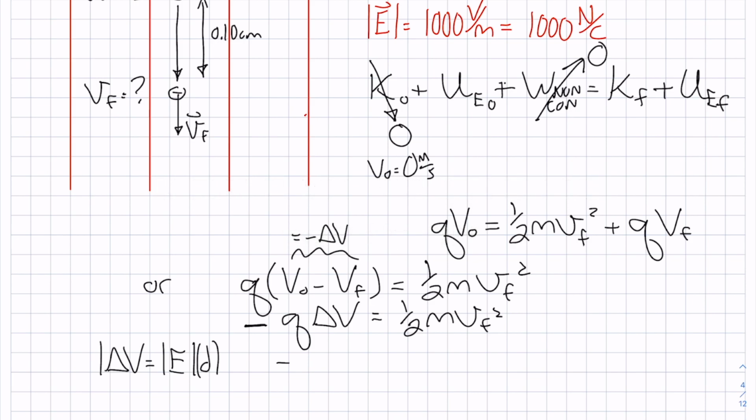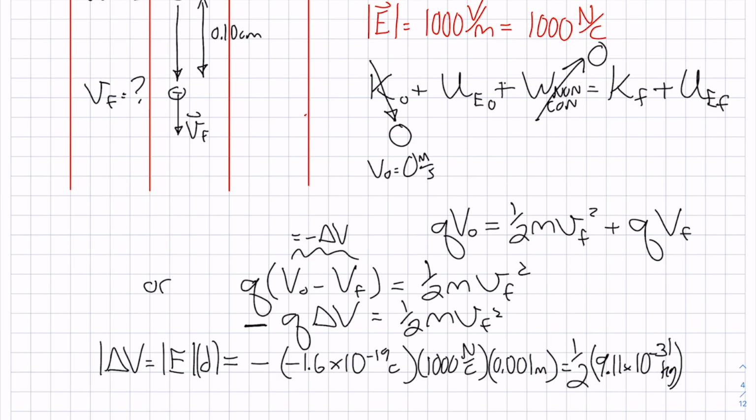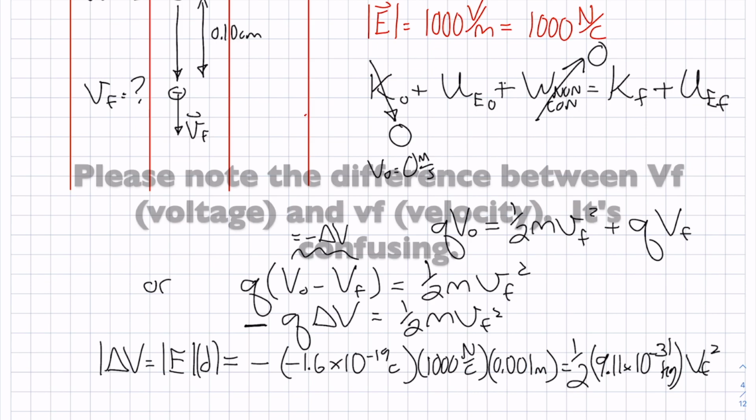So what this is going to be is q is negative 1.6 times 10 to the negative 19 coulombs. E is 1000 newtons per coulomb. d is 0.001 meters. That's going to equal 1/2. The mass of the electron is 9.11 times 10 to the negative 31 kilograms. Sorry, I ran out of room there, so I just quickly adjusted it. This will be v final squared.